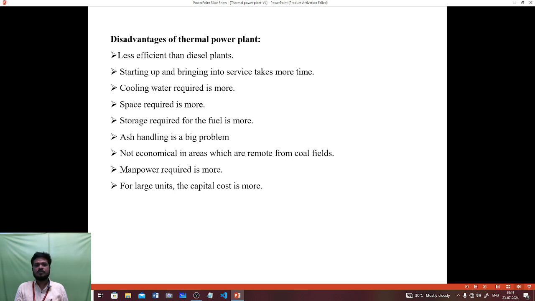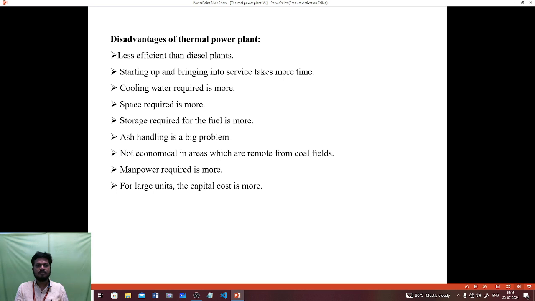Thermal power plants are less efficient than the diesel power plant. Starting up and bringing into service takes more time, the cooling water requirement is more, the space requirement is also more compared to other power plants, and the storage requirement for the fuel is more compared to other power plants.